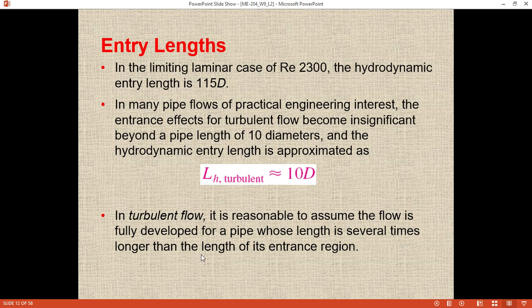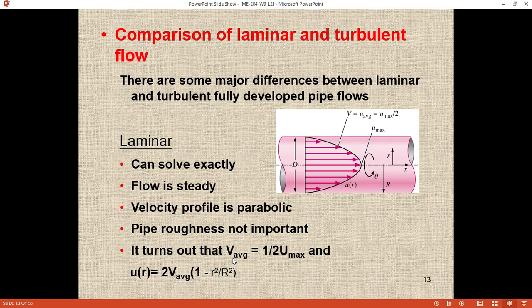So in turbulent flow it is reasonable to assume the flow is fully developed for a pipe whose length is several times longer than the length of its entrance region. So if the length of the pipe is longer than 10 diameters, we can assume that the flow is fully developed. Okay, so now we are going to further compare laminar and turbulent flow. What are the main key points which differentiate these two flows?